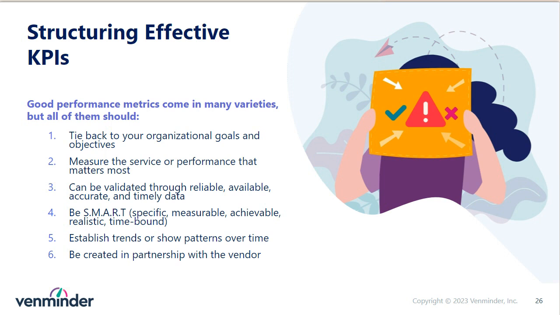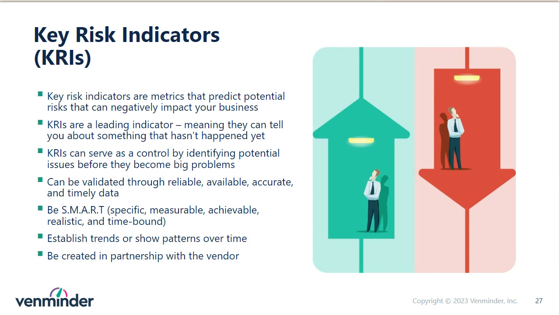Now we have another type of metric called a key risk indicator, or a KRI. And these are metrics that help you predict potential risks that could harm your business or your customers. We also think about KRIs as being a leading indicator, meaning they can tell us about something that hasn't happened yet. That's why they're so useful. And they can be a control because they help us identify those potential issues before they turn into great big problems. Again, we need to validate them through reliable, available, accurate, and timely data.